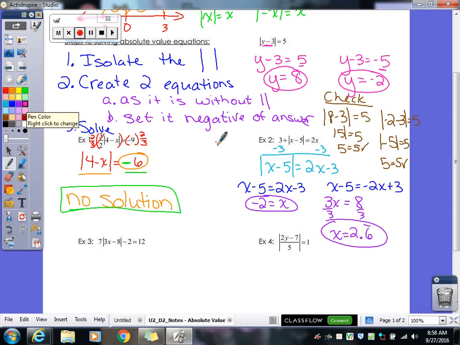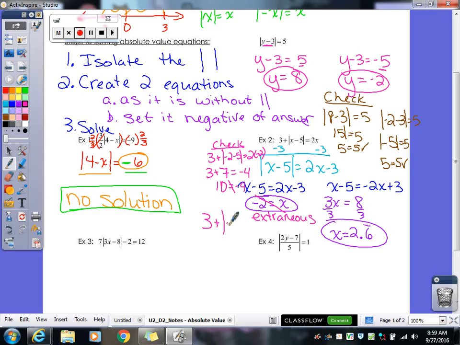So again, you need to do a check, make sure these answers work. So I'm going to check my negative 2 first. So in my absolute value bars, I get a negative 7. Take the absolute value of it, I get a positive 7. And here I get 10 equals negative 4, which is not true. So this is actually an extraneous answer. So then over here, I'm also going to try my other answer. But I'm going to leave it as 8/3 when I go to plug it in for my check.